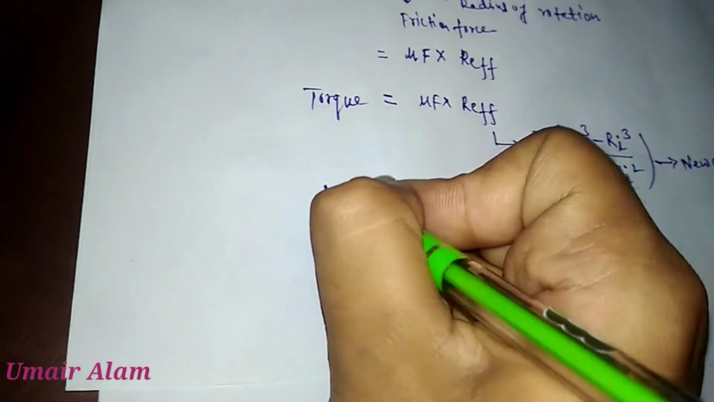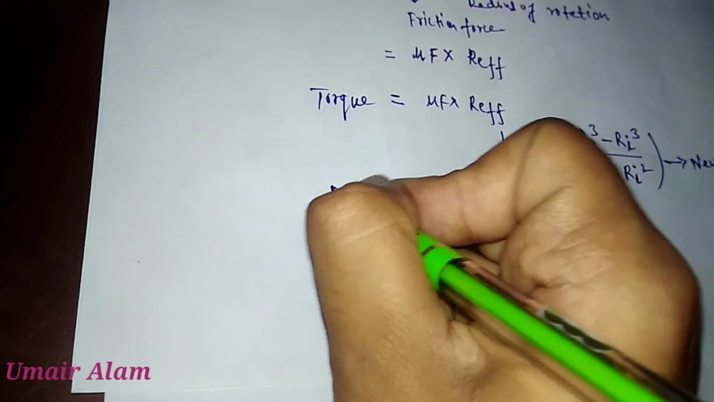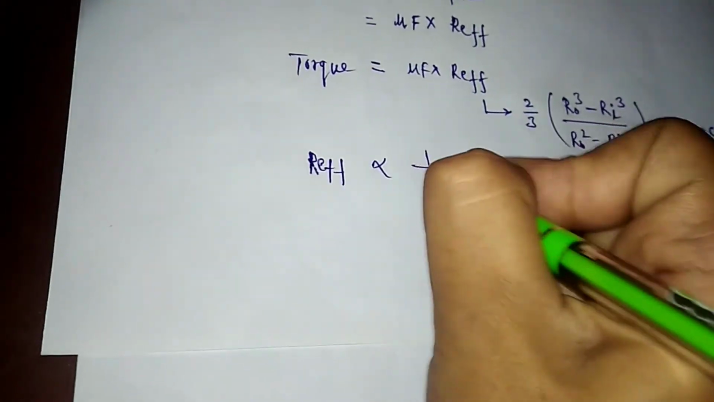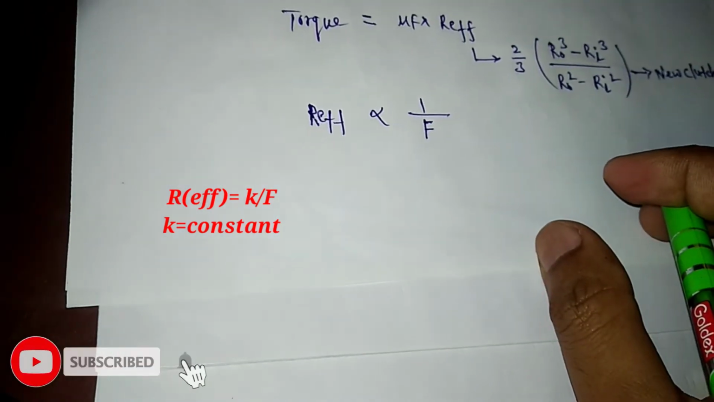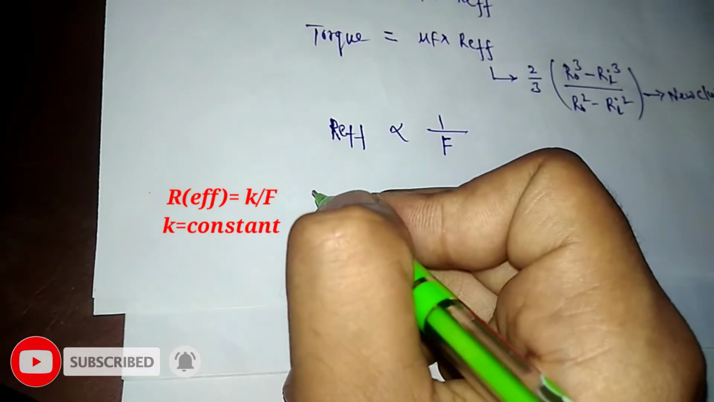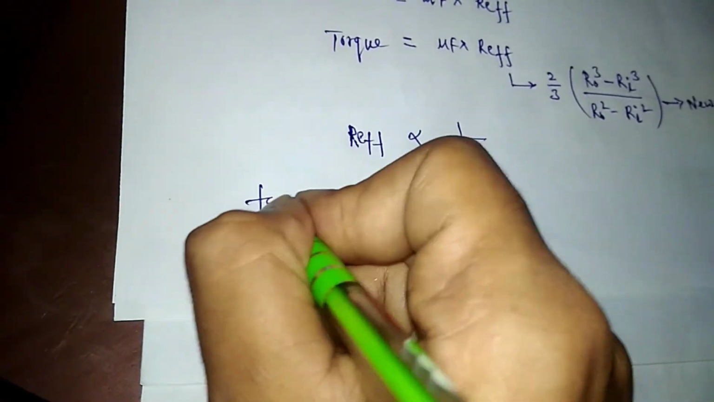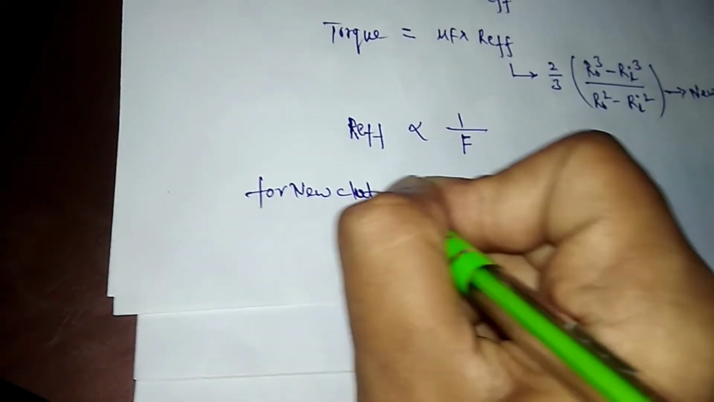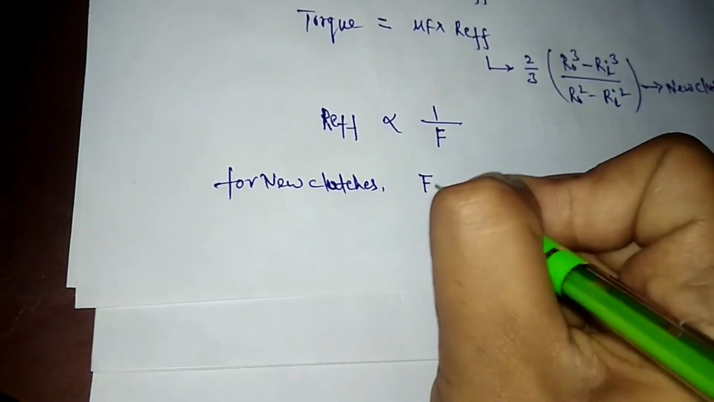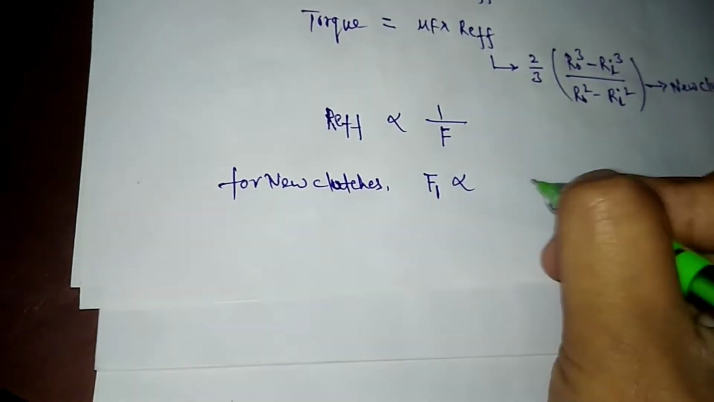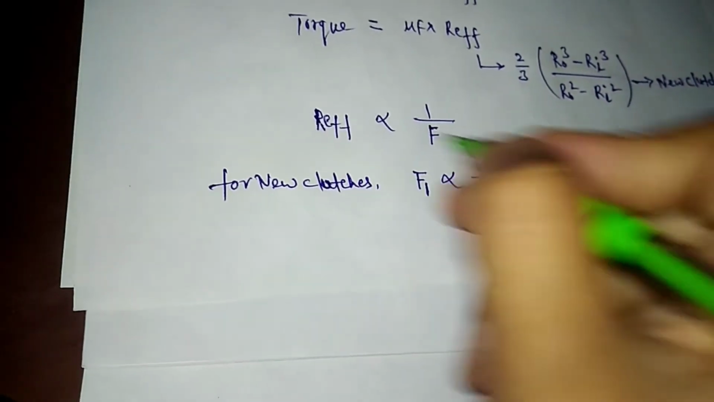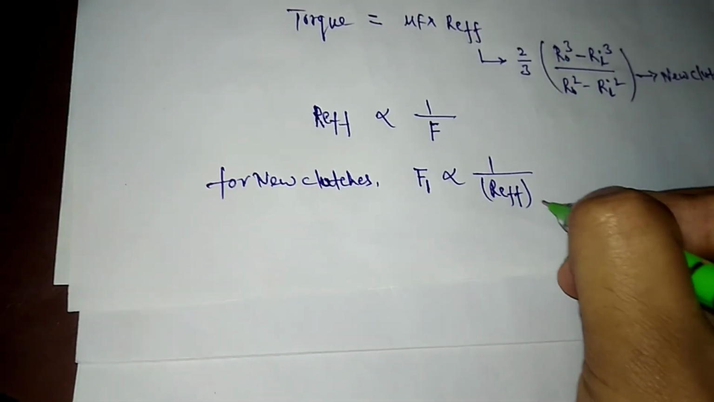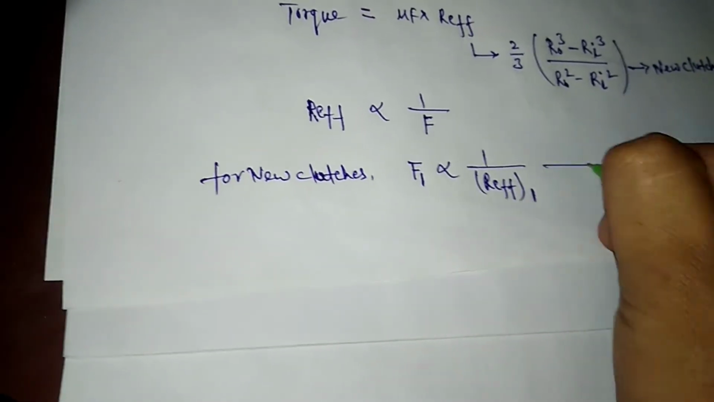So in the question it is given that the coefficient of friction is the same and the torque is the same, so R effective will be inversely proportional to F. So if we talk of new clutches, force F1 is inversely proportional to effective radius, R effective for the new clutch, say it is R effective 1. So this is our equation first.